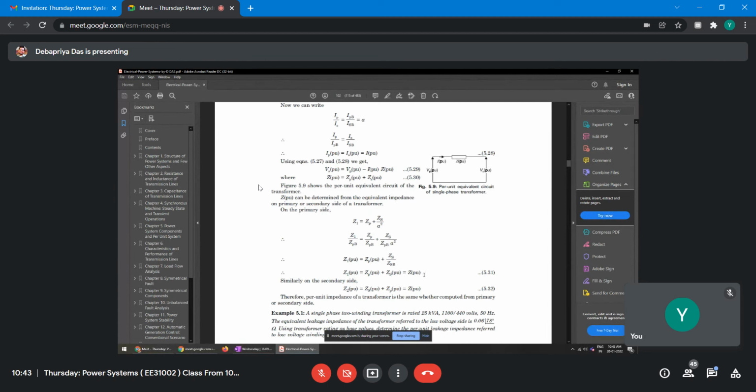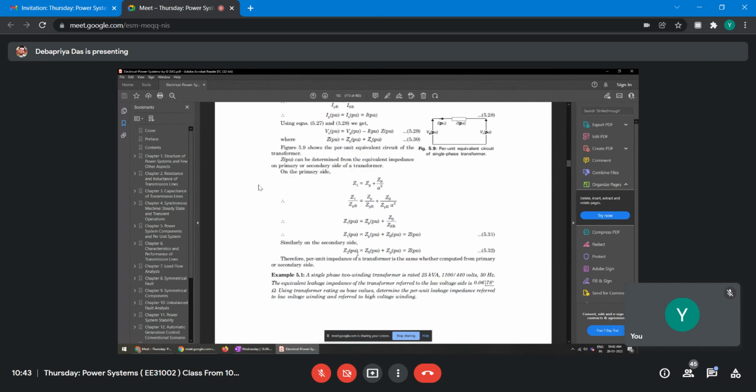This is referred to primary. Similarly, if you do it for the secondary side, you will find Z per unit will be equal to ZS per unit plus ZP per unit, which is equal to ZPU. So whether it is referred to primary or referred to secondary, the transformer per unit impedance will remain the same. This is actually the major advantage of the per unit system.